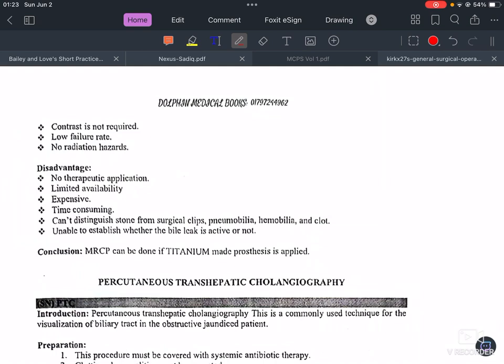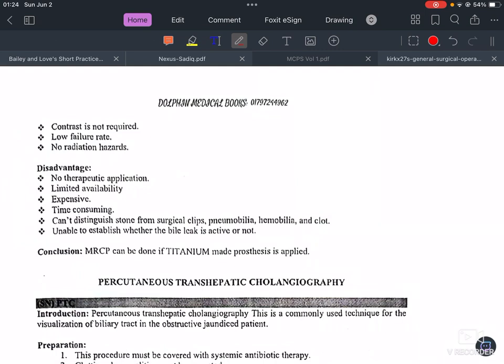Disadvantage: no therapeutic application, so it cannot be used for any therapeutic application. Limited availability, very expensive, time consuming in comparison to CT scan. CT scan is just one breath hold method, but MRI or MRCP is a time consuming long method. Can distinguish stone from surgical clips and pneumobilia, hemobilia and clot. Unable to establish whether the bile leak is active or not.